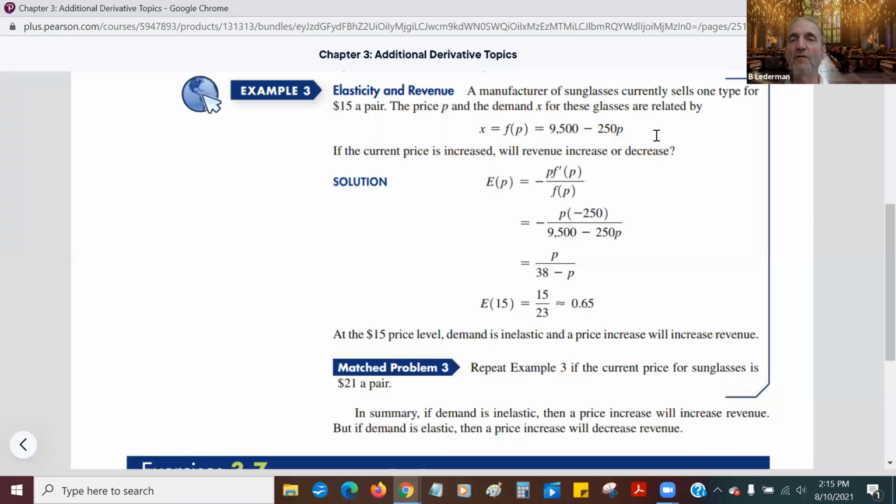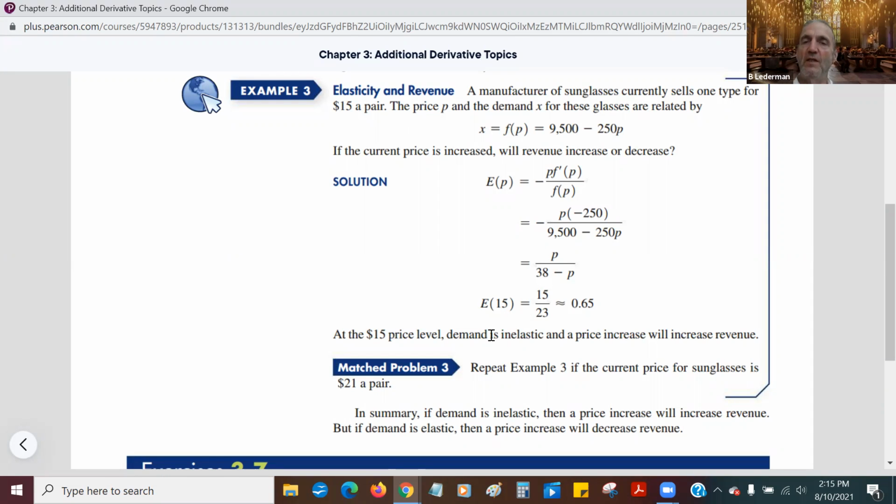Anyway, X is equal to F of P, which in this case is 9,500 minus 250P. If the current price is increased, will revenue increase or decrease? So again, E of P is equal to negative P times F prime over F, where F prime is negative 250, because it's just that coefficient, over 9,500 minus 250P. Canceling out 250 from top and bottom, I get P over 38 minus P.